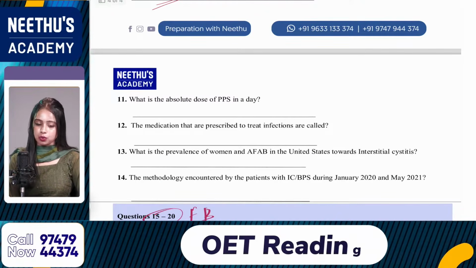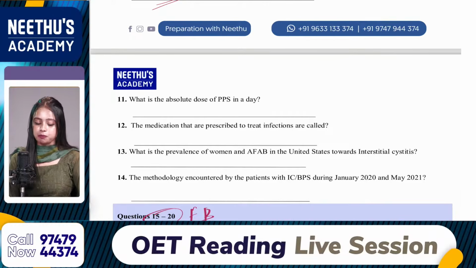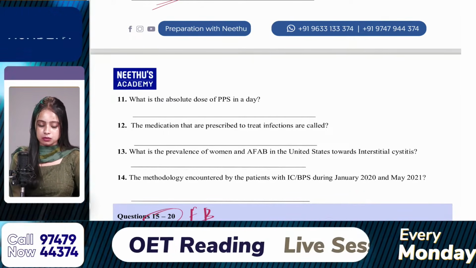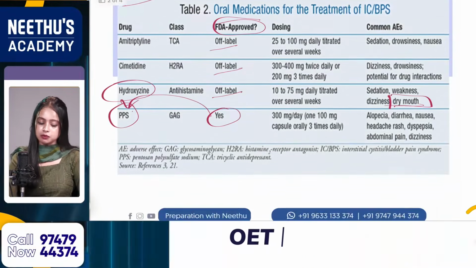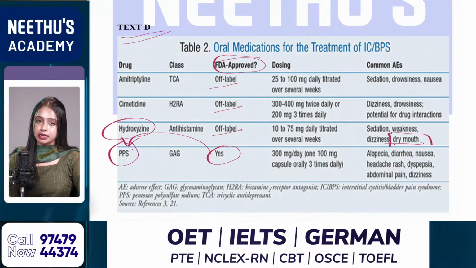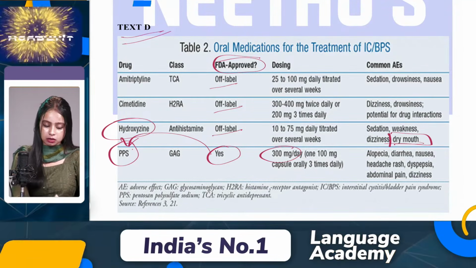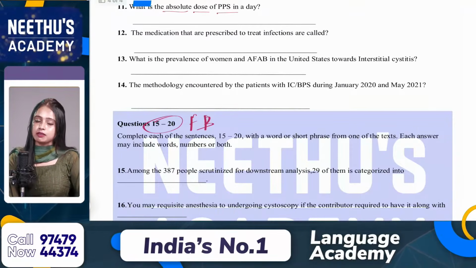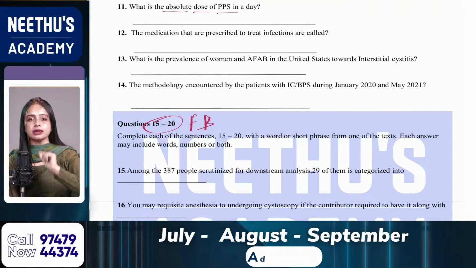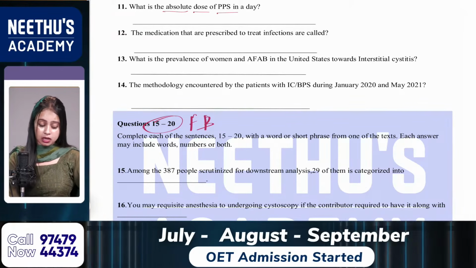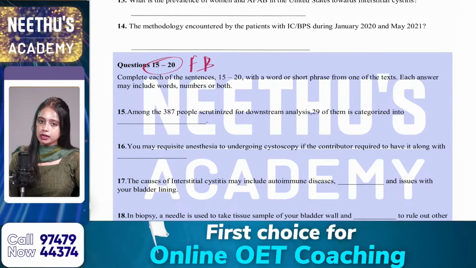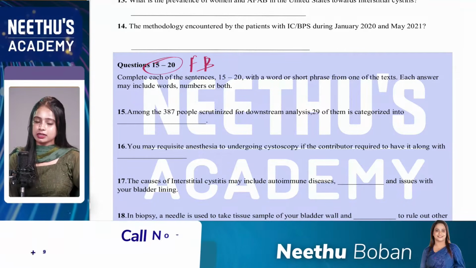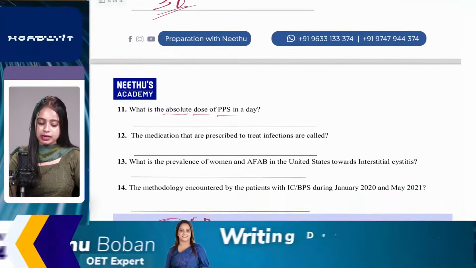Then the 11th one: what is the absolute dose of PPS in a day? Very easy question, right? So the answer is from text D, and 300 mg should be the correct answer. Okay, Tessie, very good. It's a very simple question, right? 300 mg. Okay, Ammu, 300 mg. Okay, Sarala. Okay, Vidya, 300. Very good. Okay, Reba, it is 300. Yes. Okay, Radin, 300.